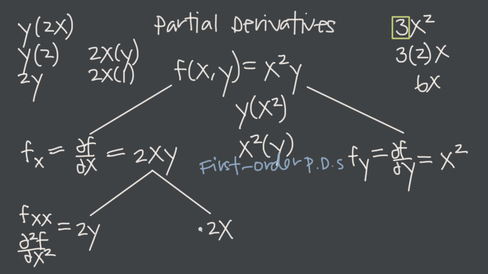Now, how do we indicate this in terms of notation? Well, again, we have both sets of notation, but this one gets a little tricky. For the subscript notation, where we have subscripts, we write that as f sub xy. But for the other kind of notation, we still have partial squared f in our numerator, but in our denominator, we have partial y, partial x.